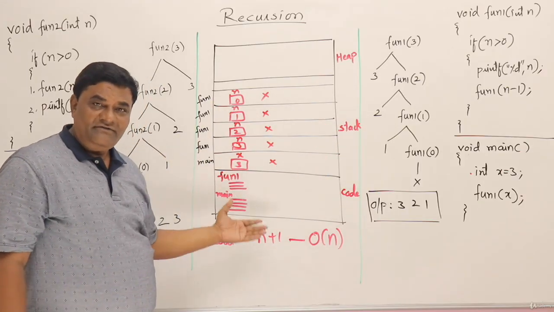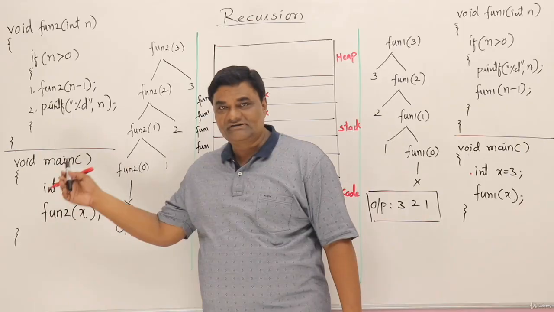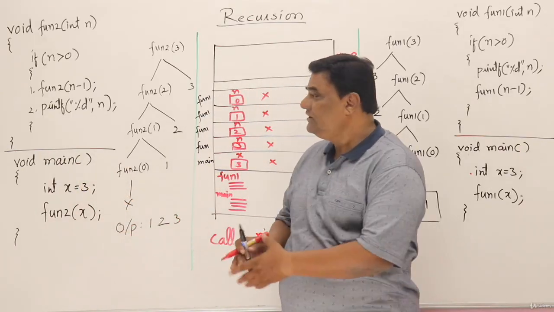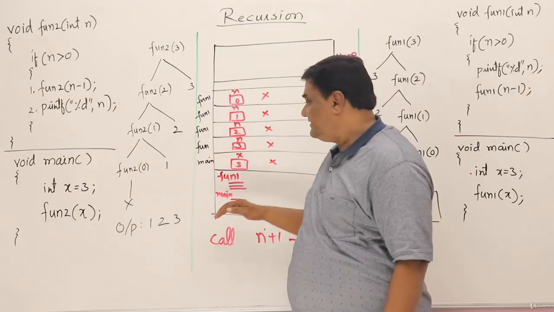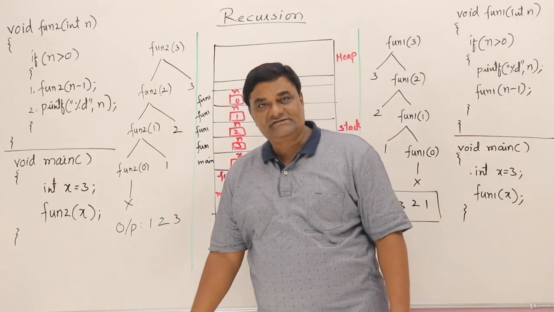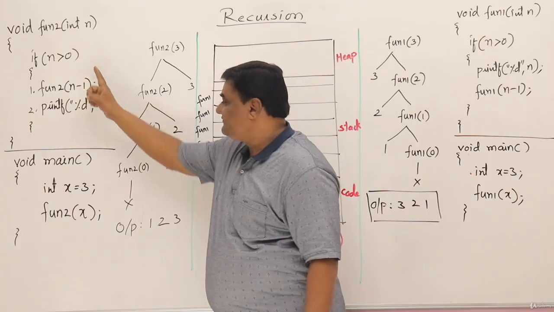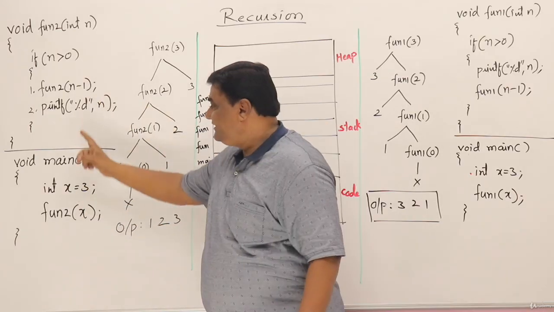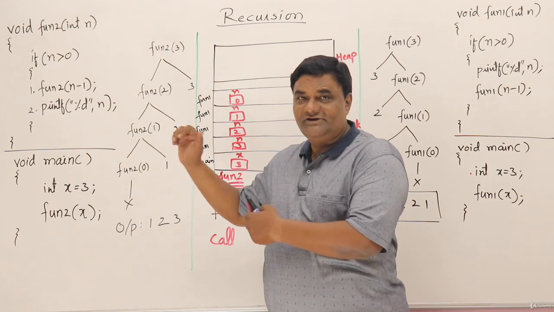Now I already have a stack, so I will show you how this function works. I will use this program as well as a tree. Then I will also show what happens inside the stack. Let us look at it quickly. There are 2 functions, fun2 and main. Both these functions are there inside main memory. Now let us start executing.